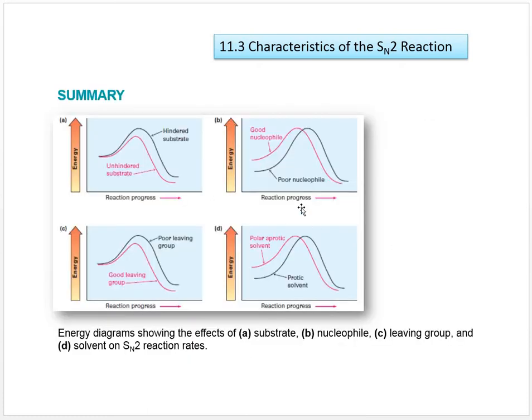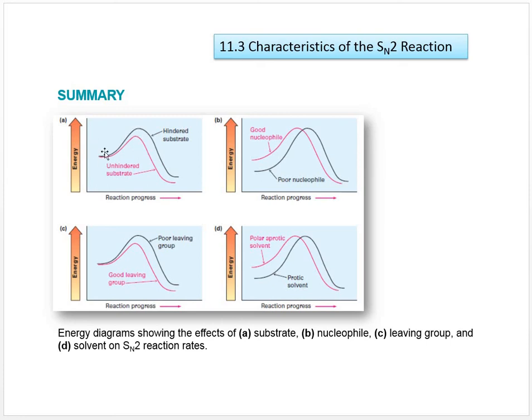Okay, in this slide you will see the summary of all effects. The first one is with respect to substrate, hindered substrate, unhindered substrate, or you remember methyl, primary, secondary, tertiary halides. Tertiary is the least reactive. Why? Because it's sterically hindered, right? The electrophilic carbon, so nucleophile cannot approach. What happens? We increase the energy of transition state when we have hindered substrate.